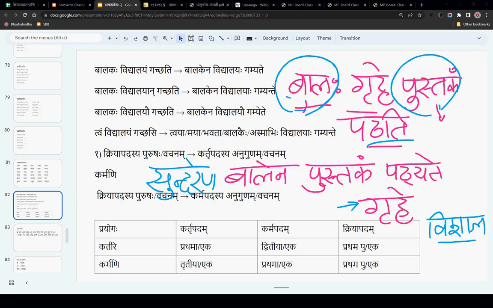Kutra gruhe? Kasmin gruhe? Somewhere like unnate gruhe. Whatever. So Mahodaya, gruhe comes in the end? No. I'm just putting it. Gruhe could be anywhere, right?